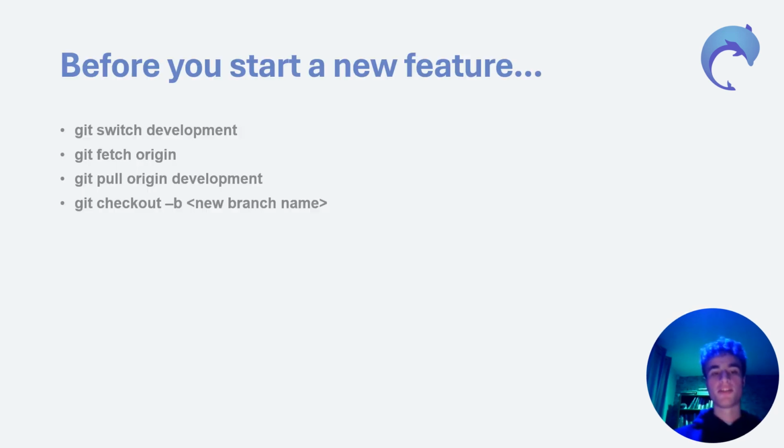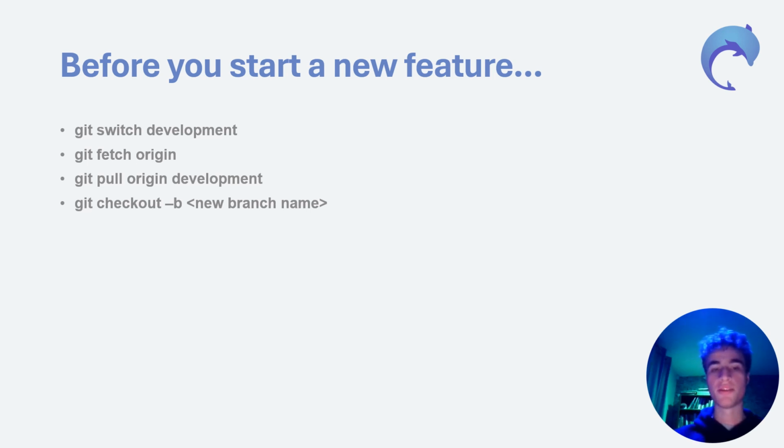Now, before you start a new feature, let's say you've cloned Dolphin Flashcards, what do you do next? Well, you type in git switch development, and this allows us to go to the development branch, and then you do git fetch origin, which just gets all the latest branches and things, and then you do git pull origin development, which gets all the latest changes and commits since you cloned it, because if you cloned it a few days ago, there might be more changes in the development branch which you haven't got, so that's why you need to do git pull.